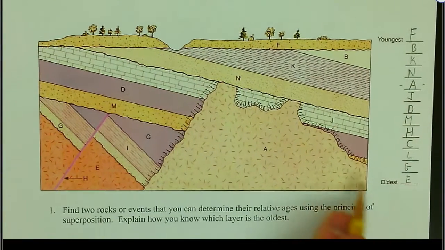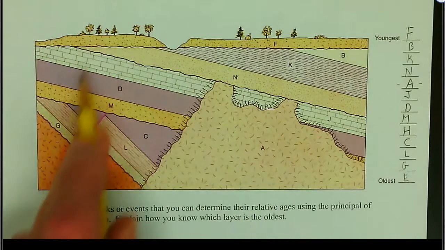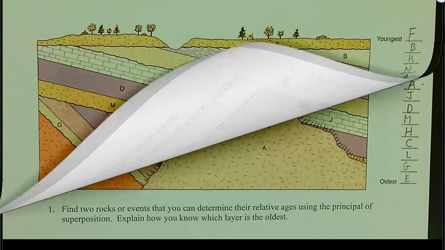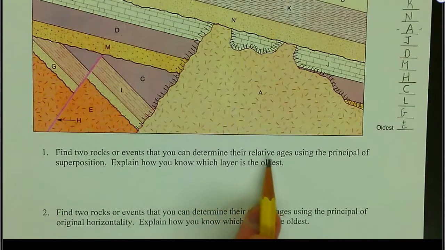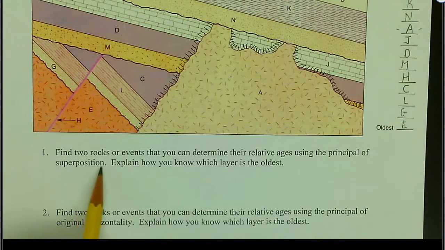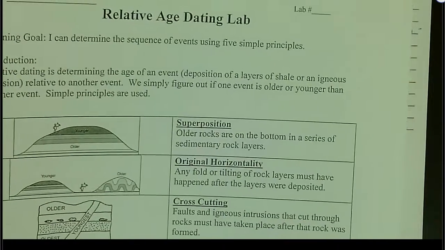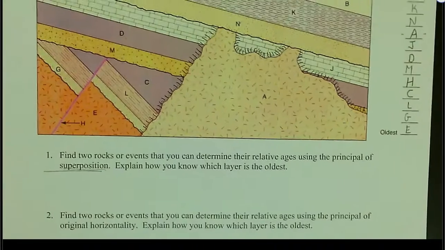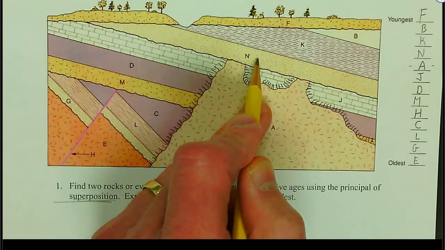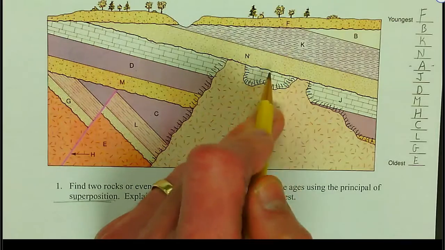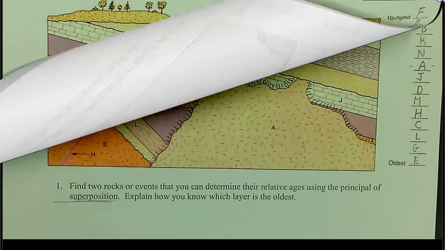So here we have the sequence of events and formation of layers that formed this geologic cross section. Number 1 says find two rocks or events that you can determine their relative ages using the principle of superposition. Superposition lets us know that older rocks are on the bottom and younger rocks are on the top. We have a number of different options here. I'm just going to use N and K. I know N is older than K because N is below K.